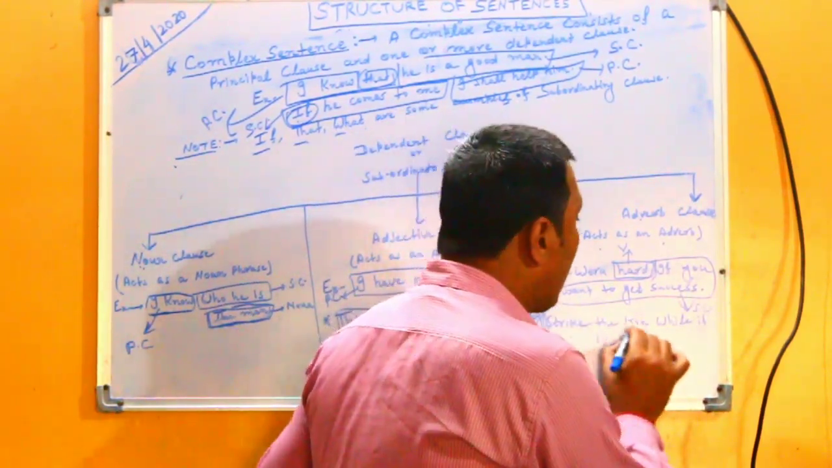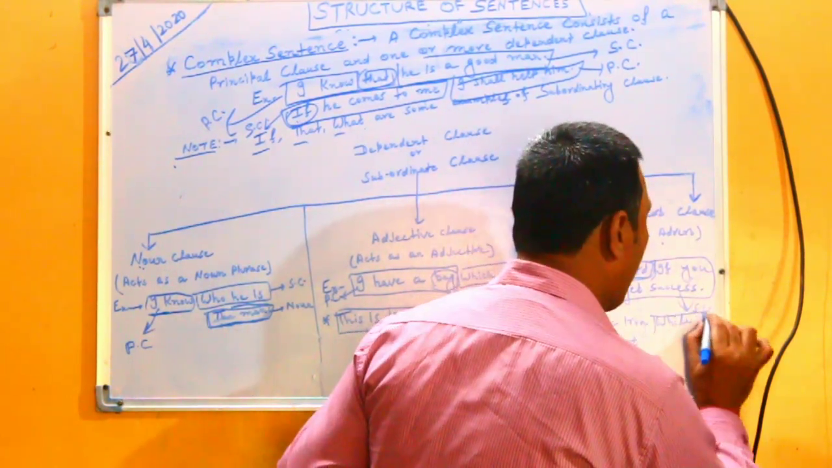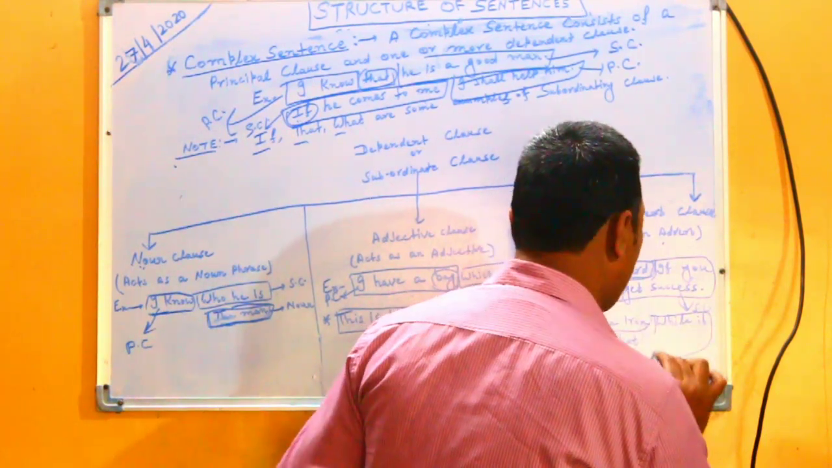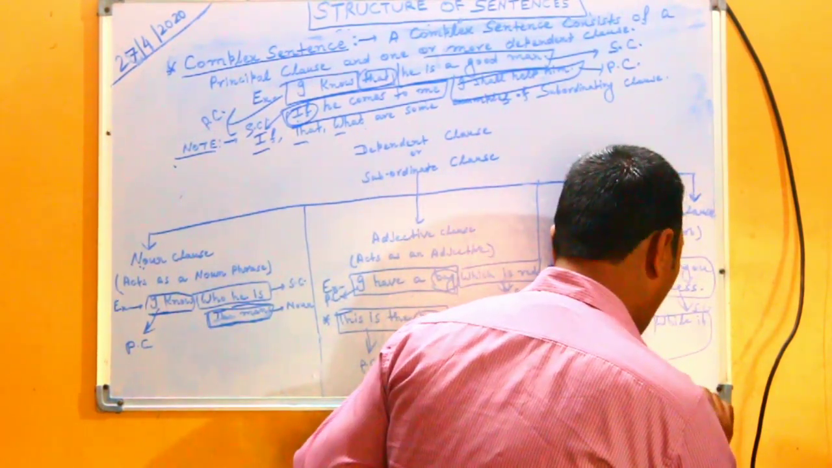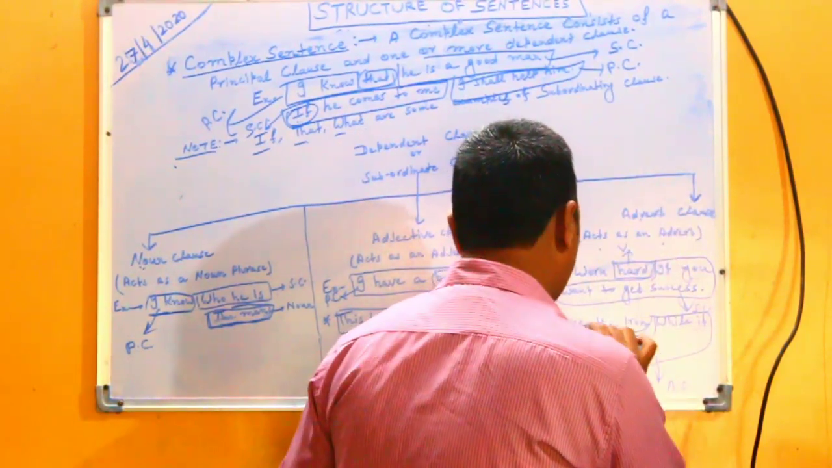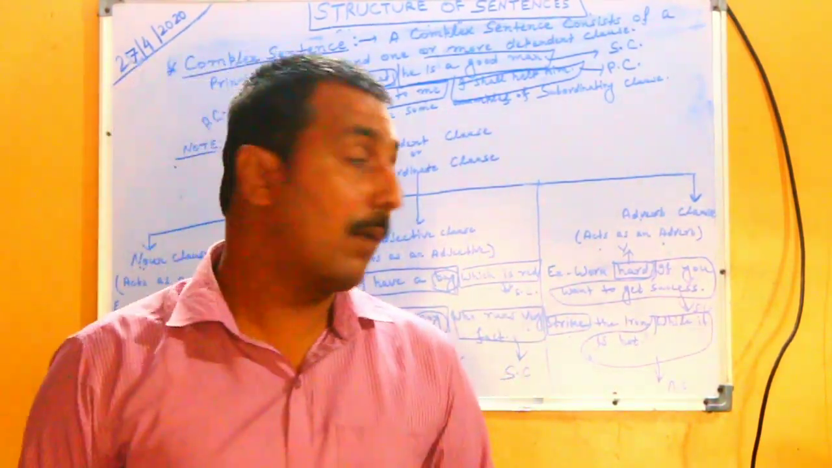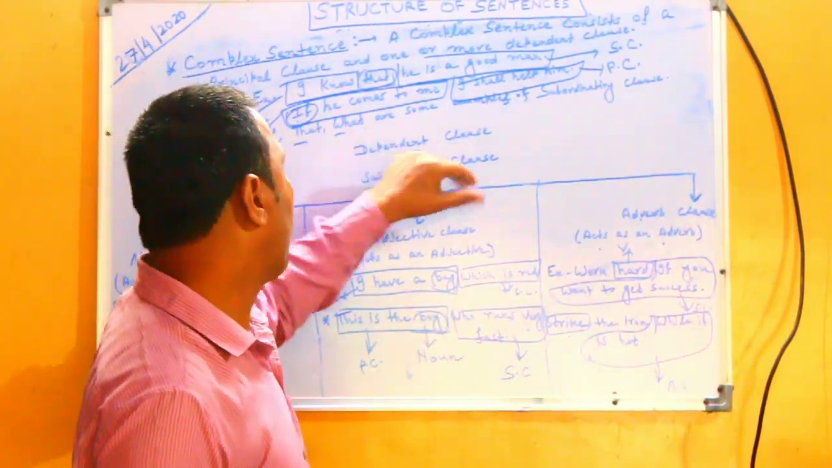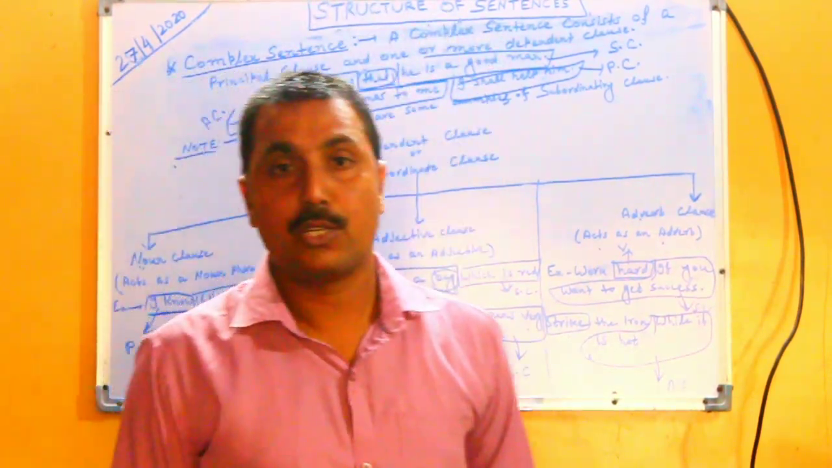Second one is strike the iron while it is hot. So this one is here subordinate clause, and it works as an adverb because it qualifies the verb present in the principal clause, that is strike. So it is very clear about the kinds of subordinate clause and kinds of structure of sentences.